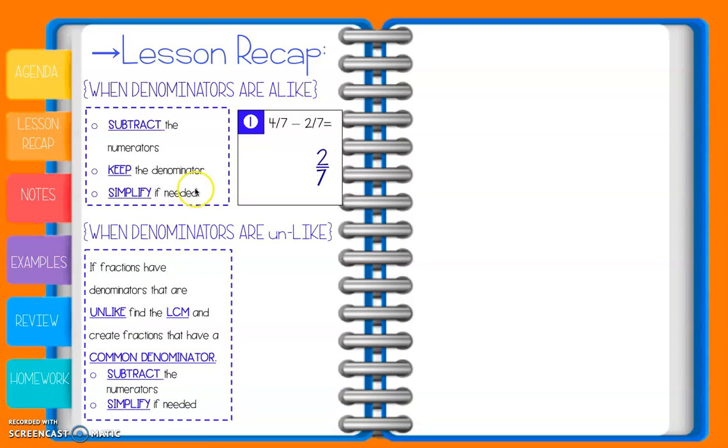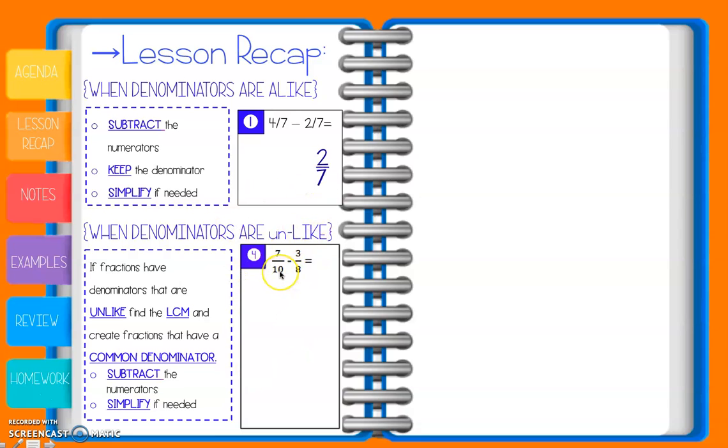All right, now what happens when the denominators are unlike? Well, if the denominators are unlike, the first thing that we need to do is find their LCM and create fractions that have a common denominator. And when they have a common denominator, we're just going to subtract the numerators and simplify like normal. So if you take a look at our example here, 7/10 minus 3/8, those are different denominators, so we need to find the LCM to come up with a common denominator. The least common denominator between 10 and 8 is 40. So we need to create fractions that have that denominator.